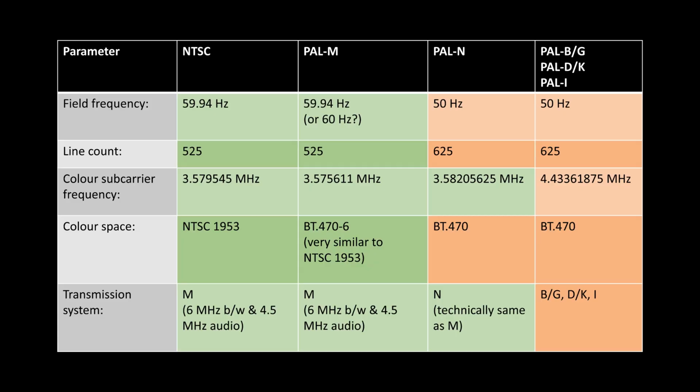Now, before we get into it, let's just have a quick look at what the fuss is all about. If we compare the headline figures between NTSC and PAL-M, we can see that actually they look pretty similar. Same field frequency, that unusual 59.94 Hz, or maybe not necessarily for PAL-M. A little bit more about that in a minute. We have the same number of lines, we have almost the same color subcarrier frequency, we have almost the same color space, and the same transmission system. That's the way that it was actually transmitted to the public.